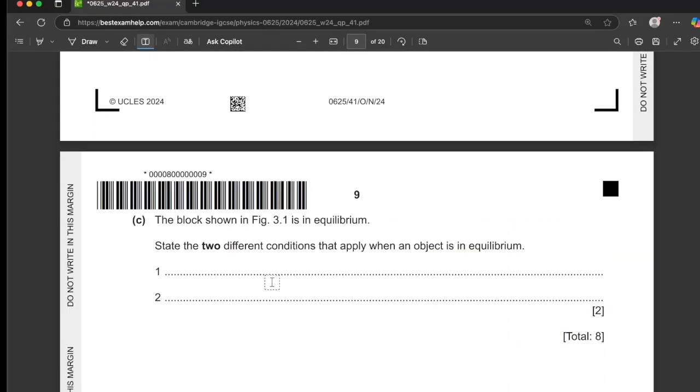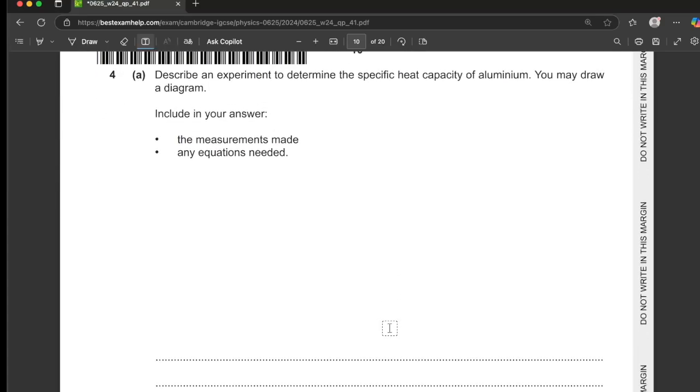C, the block shown in figure 3.1 is in equilibrium. State 2 different conditions that apply when an object is in equilibrium. In equilibrium, that means there is no movement at all. It's just still. That will be because there is no acceleration, no velocity, which means there is no net force. And there will be no net moment as well, because it's not rotating or anything like that.